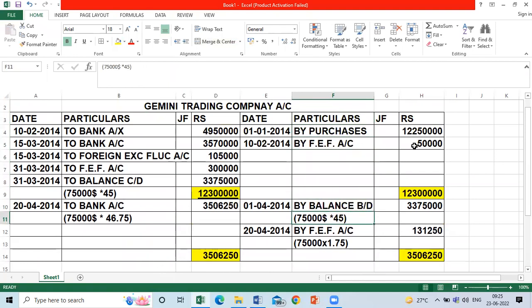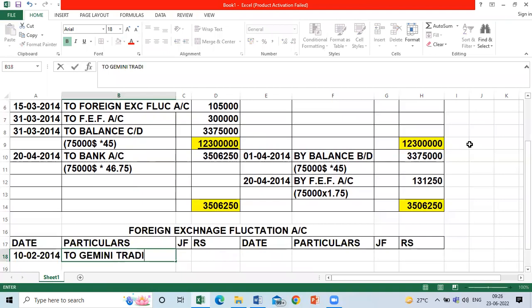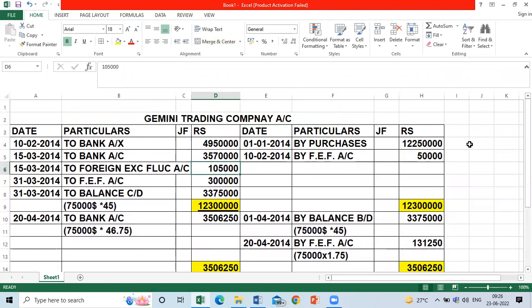If you look carefully, on the credit side we have credited the Gemini Trading Company account. Its second effect will come in the FEF account on the debit side, 10th Feb, To Gemini Trading Company account. The amount is 50,000.